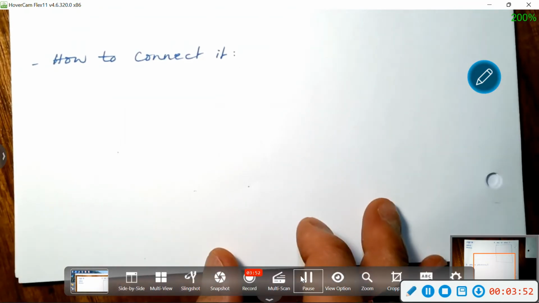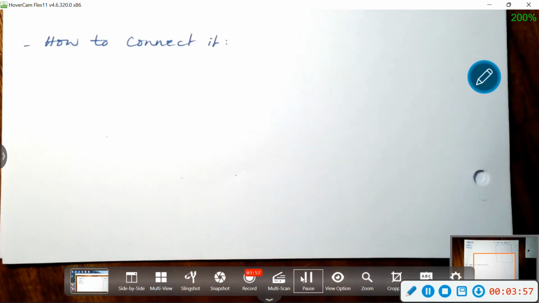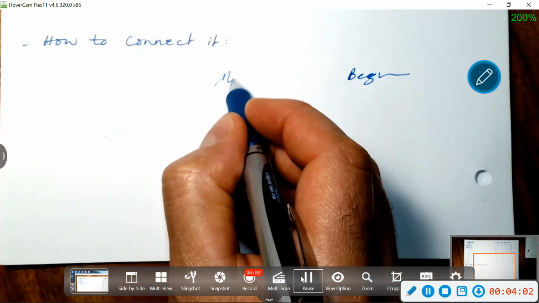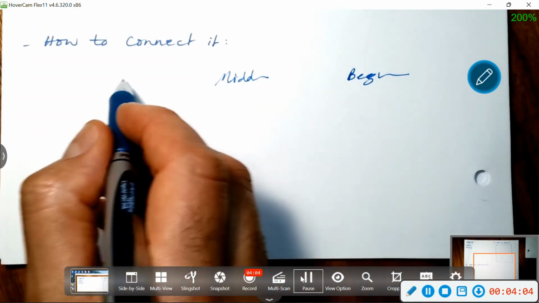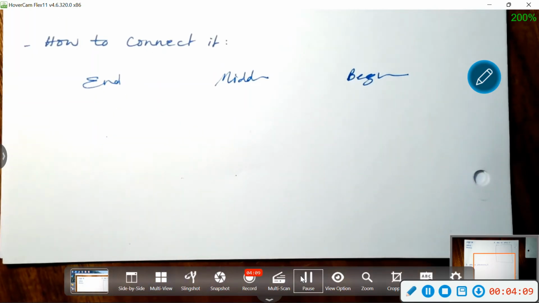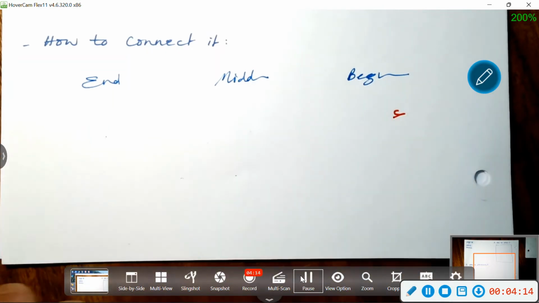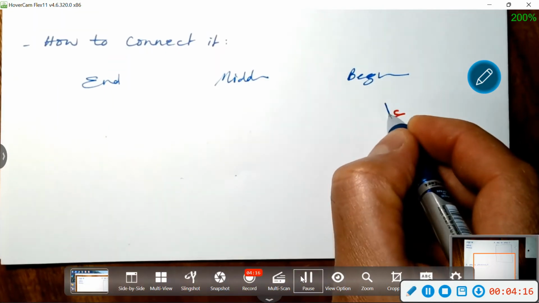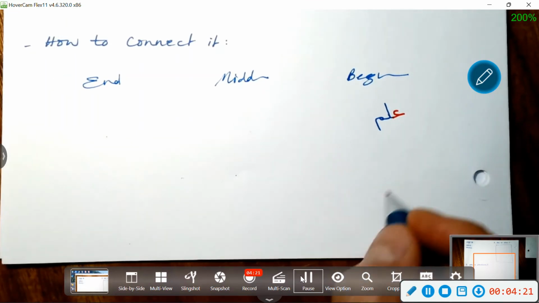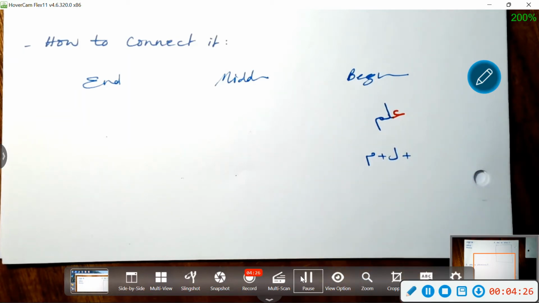Now let's connect the letter Ain at the beginning of the word, the middle of the word, and at the end of the word. The first word is Alam. Ain, Lam, Mim. So, Ain plus Lam plus Mim.